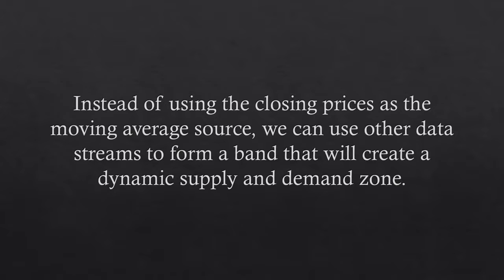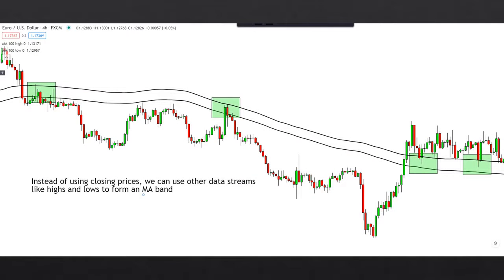Using this idea as a starting point, we can add one moving average that is calculated using highs and one moving average that is calculated using lows. The result is that instead of having just one moving average based on closing prices, now we have some sort of band that captures the average of highs and lows. In this chart, we can see an example of that.